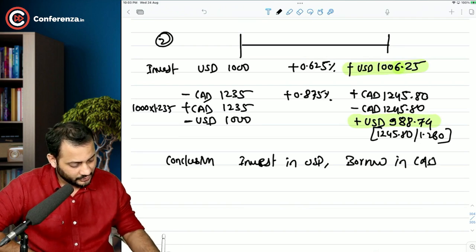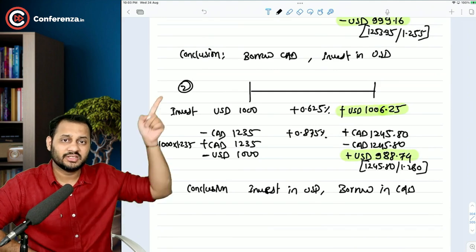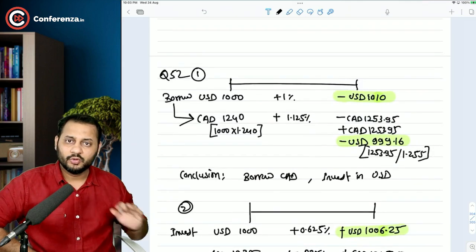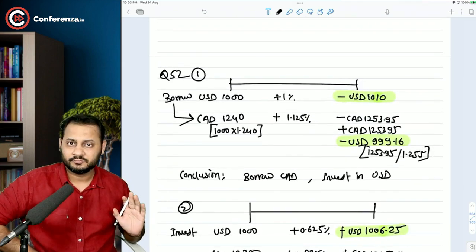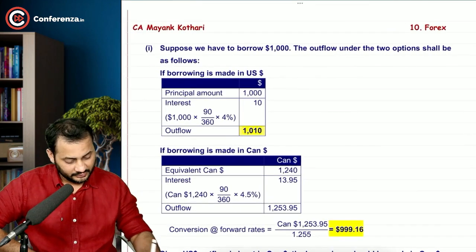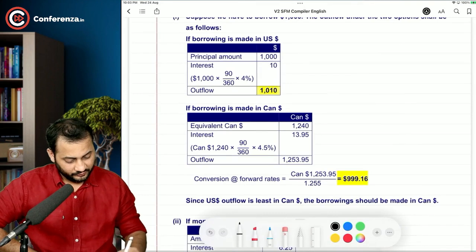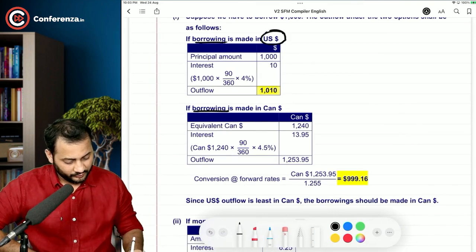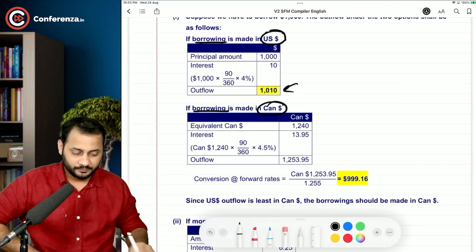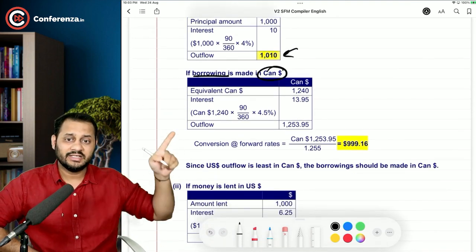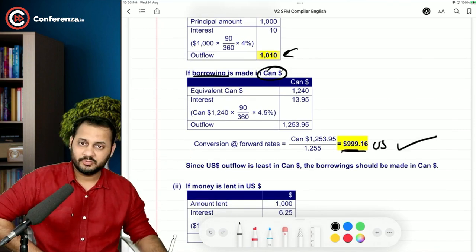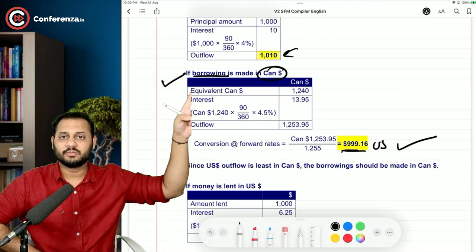That means the opposite will be for the other currency. Borrow in Canadian dollar. So from both the options, we are coming to the same conclusion. So one of the two will be enough for the exam. Institute has given the answer like this. First they are borrowing dollar, borrowing Canadian dollar. If you borrow US dollar, the outflow is 1010. But if you borrow Canadian dollar, the outflow in US dollar is 999. That means borrowing in Canadian dollar is preferable.